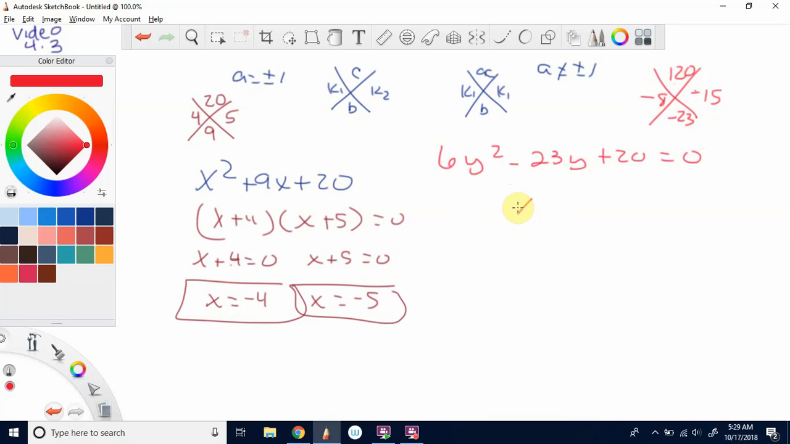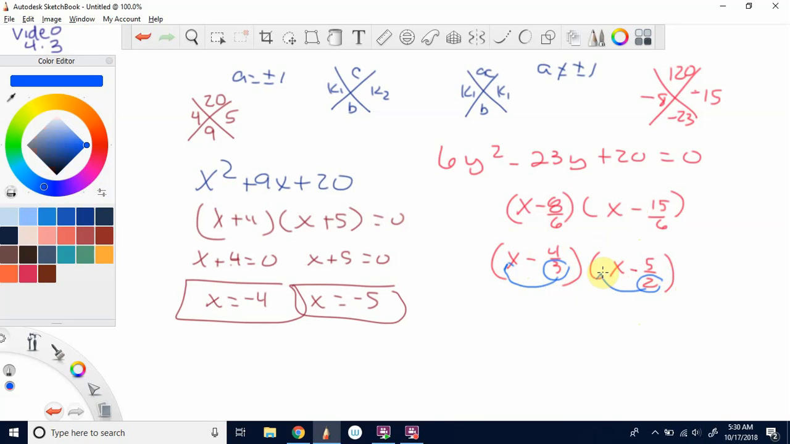So I'm going to use the California method. So x minus 8 times x minus 15. And I need to divide by A. Okay, so this reduces to x minus 4/3, and this reduces to x minus 5/2. Now remember, when you're doing the California method, if the quotient is not an integer, what happens to the denominator? It moves to the coefficient. So this becomes 3x minus 4 times 2x minus 5.